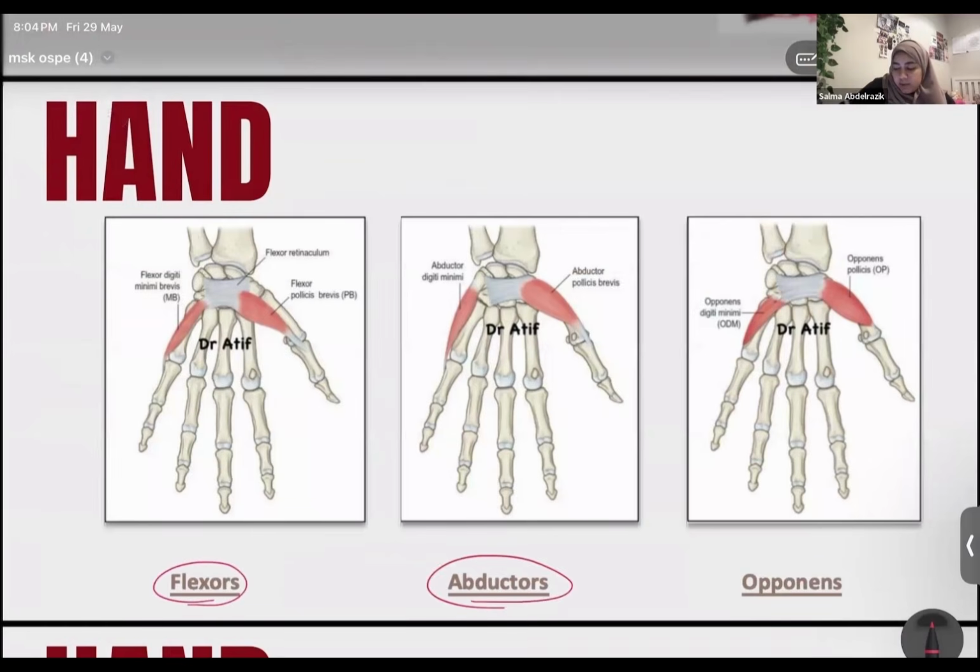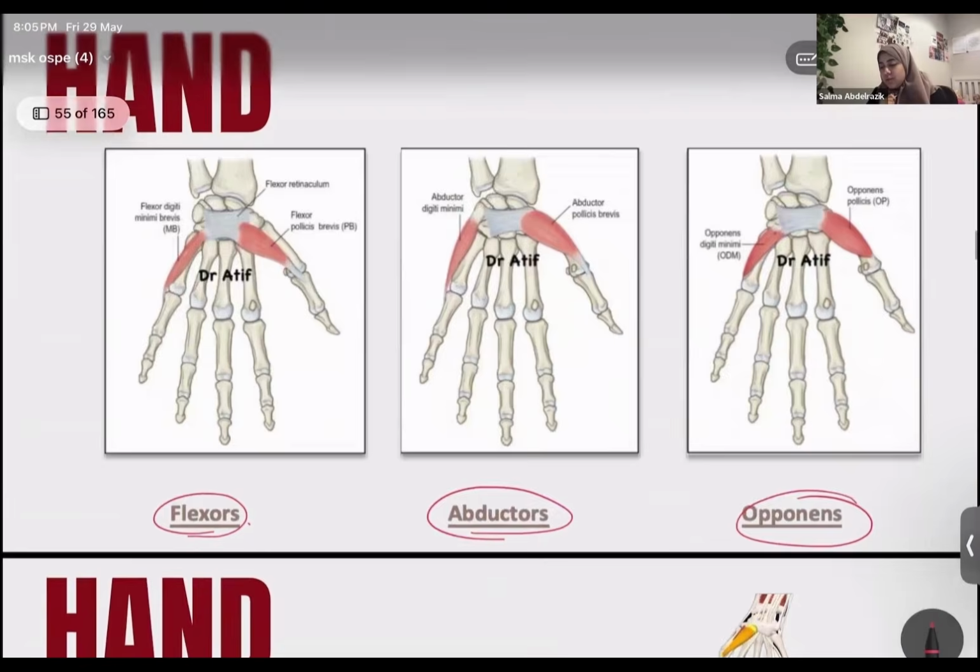These are the pictures we said. We have flexors, abductors, and opponens. They make up the thenar and hypothenar muscles. According to the place, you have one flexor, one abductor, one opponens. So if it's thenar, it's related to the thumb, so you'll find the flexor of the thumb, the abductor of the thumb, and the opponens of the thumb. Same with the pinky: it would have the flexor, abductor, and opponens. But these are not the right terms we're supposed to be using. We're going to be using bigger, more medical terms. So let's go to the other stuff.